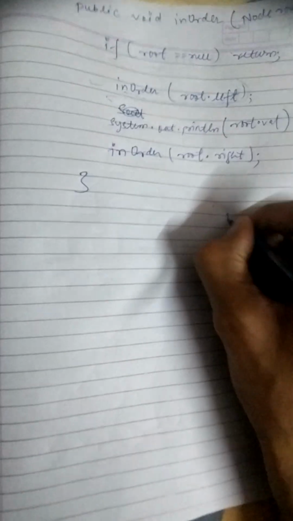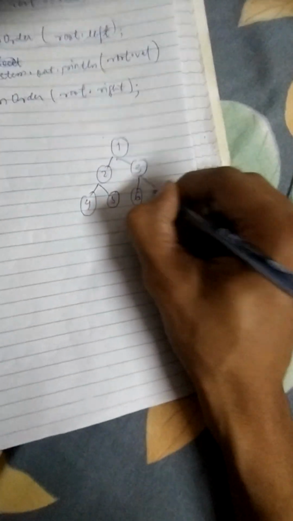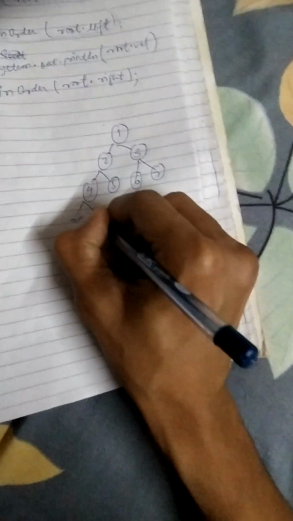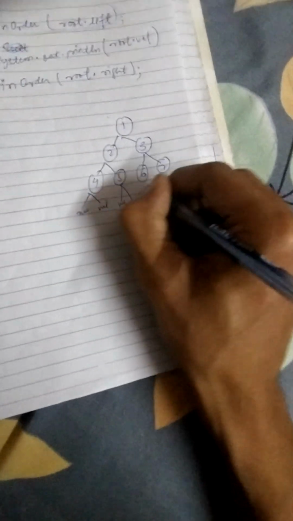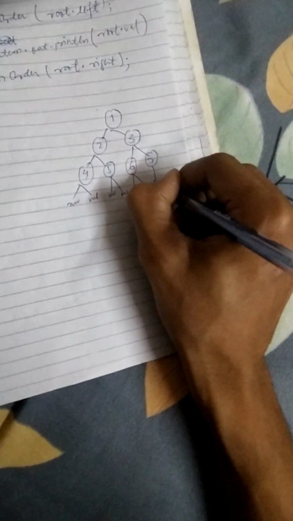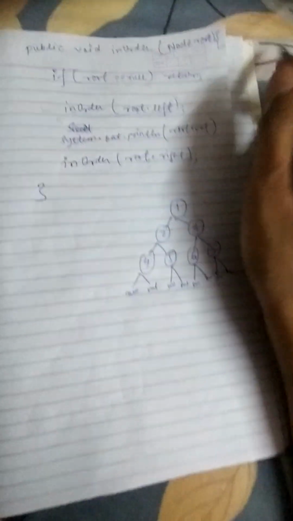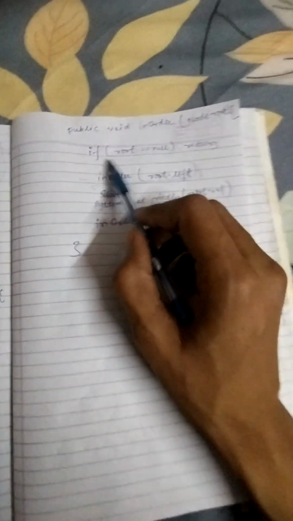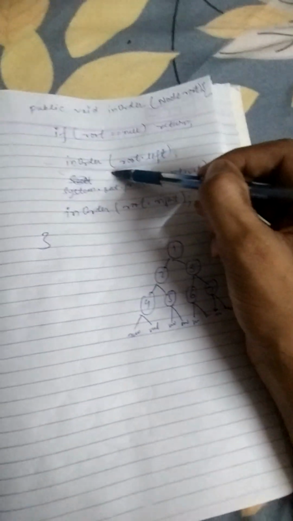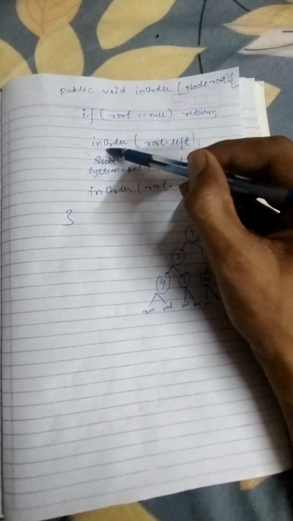So let me create a tree and dry run the same thing on that. Let's say we have the tree 1, 2, 3, 4, 5, 6, 7, then null for all the remaining children. We will pass our root element as the argument right here. It will first check whether root is null. This gives a false condition, so it shifts to the next statement. It will then call inOrder(root.left).